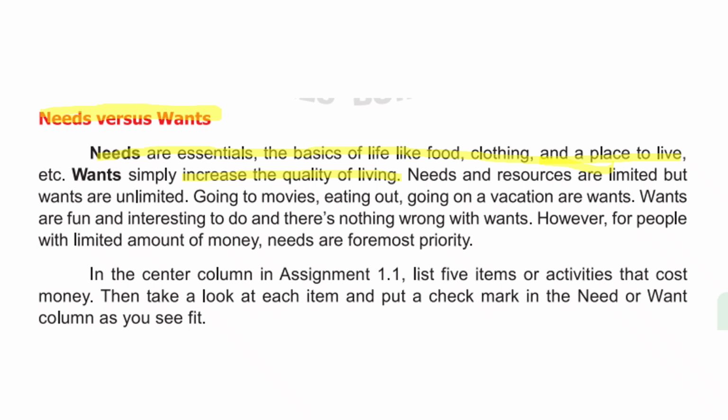So here needs में हम क्या कह सकते हैं कि maybe need is basic food to eat or basic clothes to wear. But wants में, you can say that you want to eat in a hotel or a restaurant and want branded clothes to wear. That is the real difference between needs and wants. Okay, so going out for movies, eating out, going on a vacation are all wants. Wants are fun and interesting, and there's nothing wrong to have wants. However, for people with a limited amount of money, needs are the foremost priority.